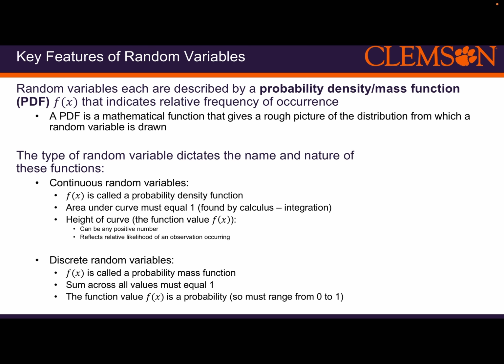So a PDF or a PMF is a mathematical function that gives a rough picture of the distribution from which a variable is drawn. And there's a mathematical equation that underlies each PDF or PMF. So the type of random variable dictates the name and the nature, right? For continuous random variables, we use the probability density function, a PDF.